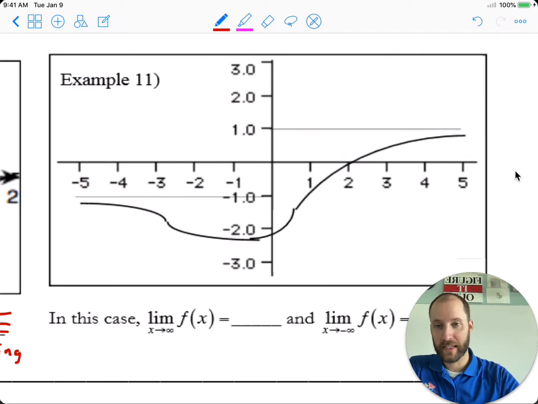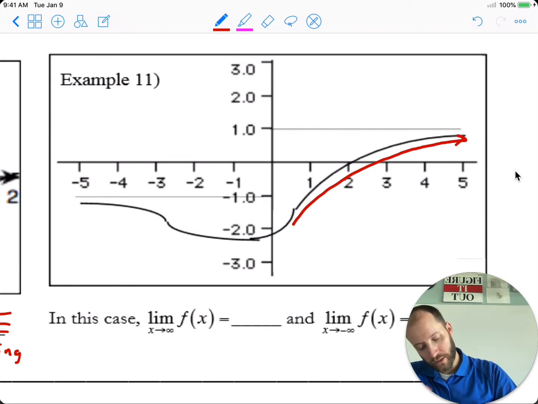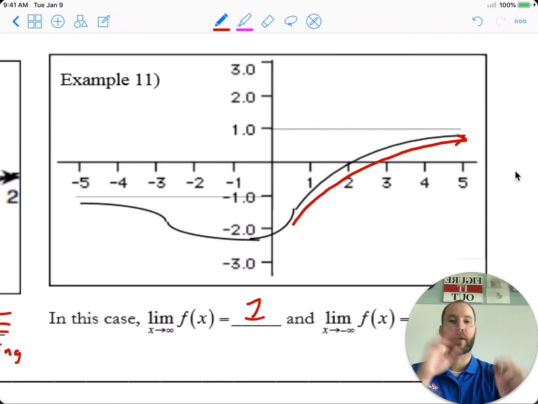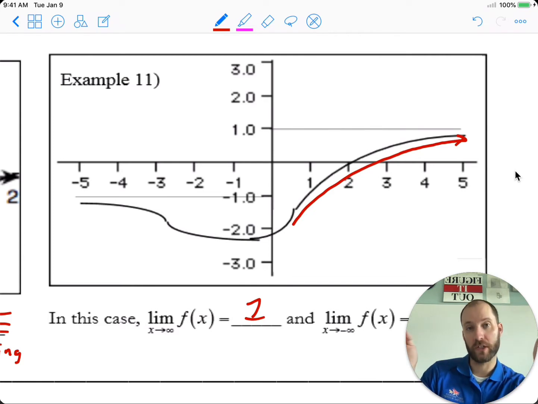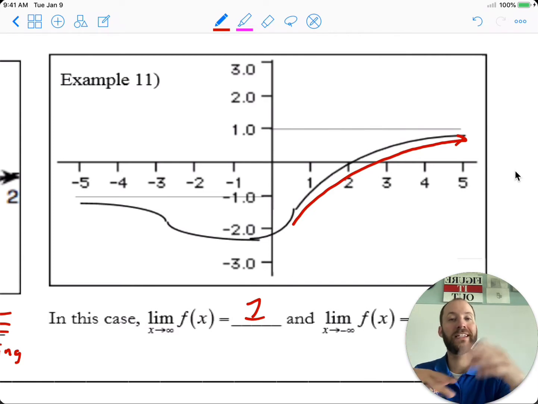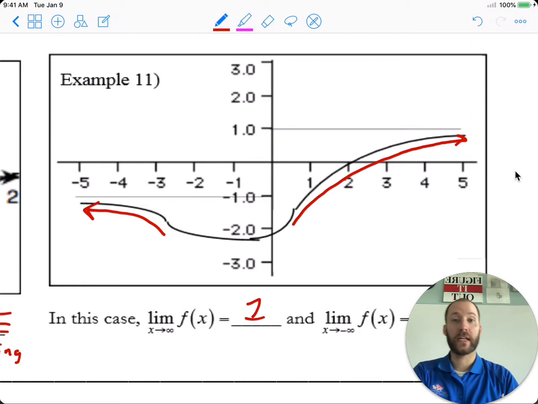Example 11, look at this. As we go to the right, the curve's going up, but it's slowing down, it's flattening out. Looks like it's approaching 1. Now, will it ever get to 1? No. Very sad story. But it's going towards 1. That's the predictive behavior that we're observing. As you go to the left, it's going up towards negative 1.